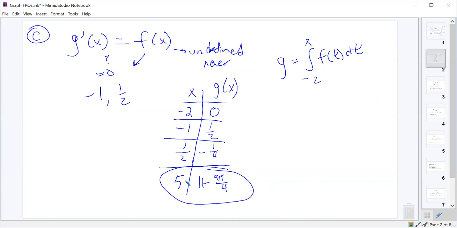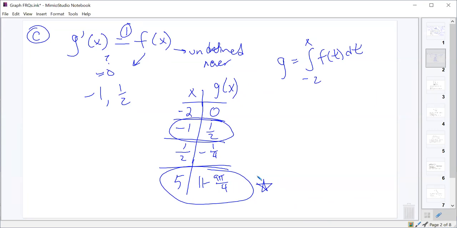Any questions there on part C? The breakdown was 3 points: 1 for recognizing that G prime is F, 1 for identifying this as a possible candidate, and 1 for getting the correct value at 5. So make sure that you check the endpoints.